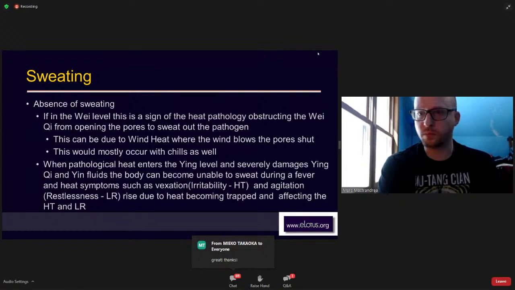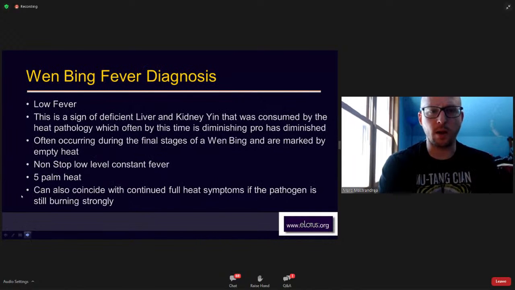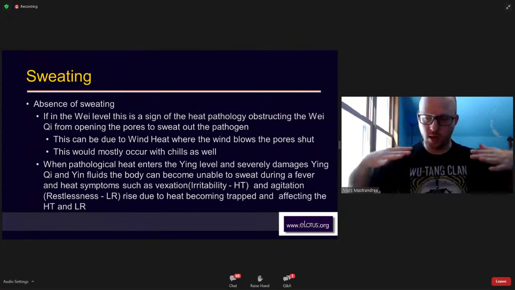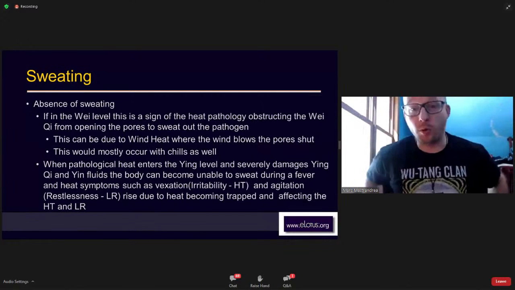So, absence of sweating. So here we go. I think we did this yesterday. All right, cool. Let's go over this more. So in the Wei level, this is a sign of heat, right? So heat comes in and you can sweat. The Wei Qi's trying to push out, the yin fluids are trying to push out, right? So the pores are open, right?